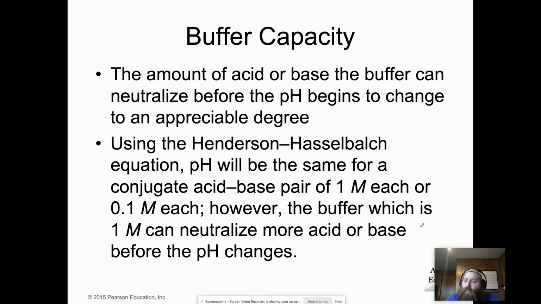All right, what is buffer capacity? Well, the amount of acid or base that the buffer can neutralize before you start to have a real drastic swing is called the buffer capacity.